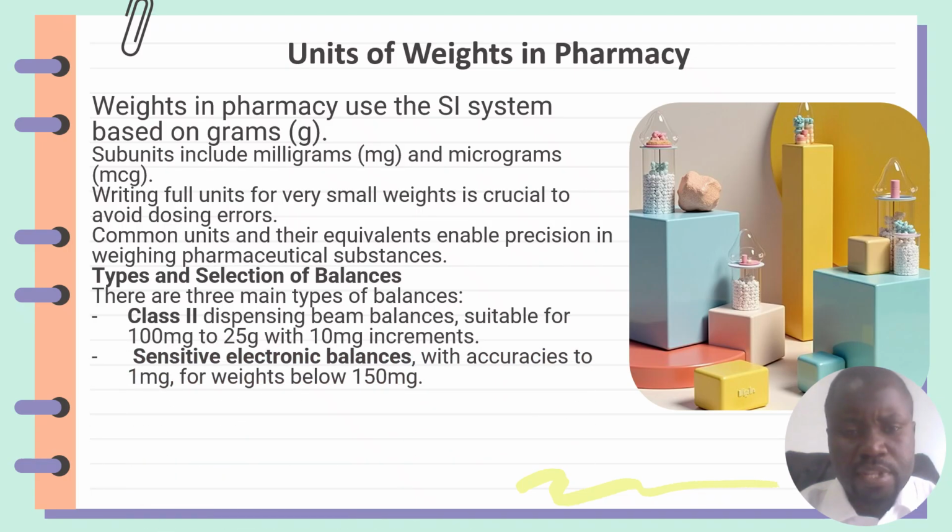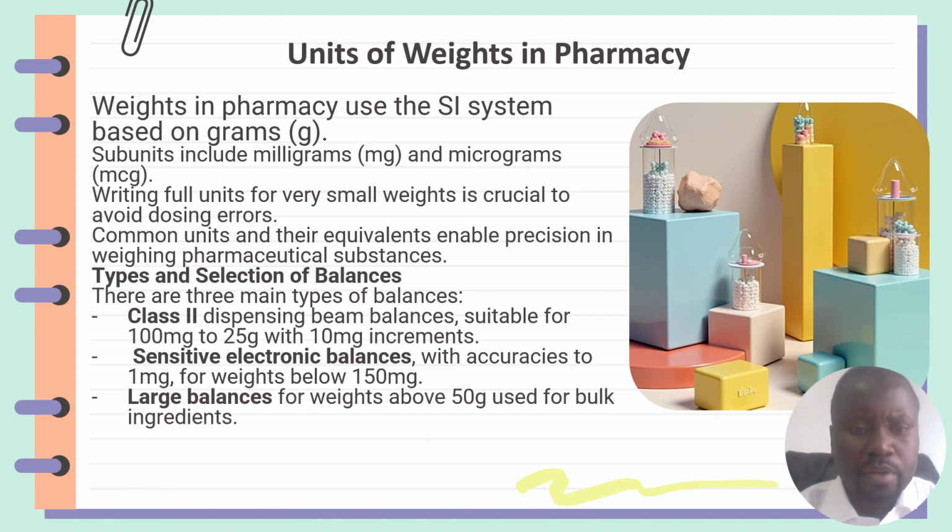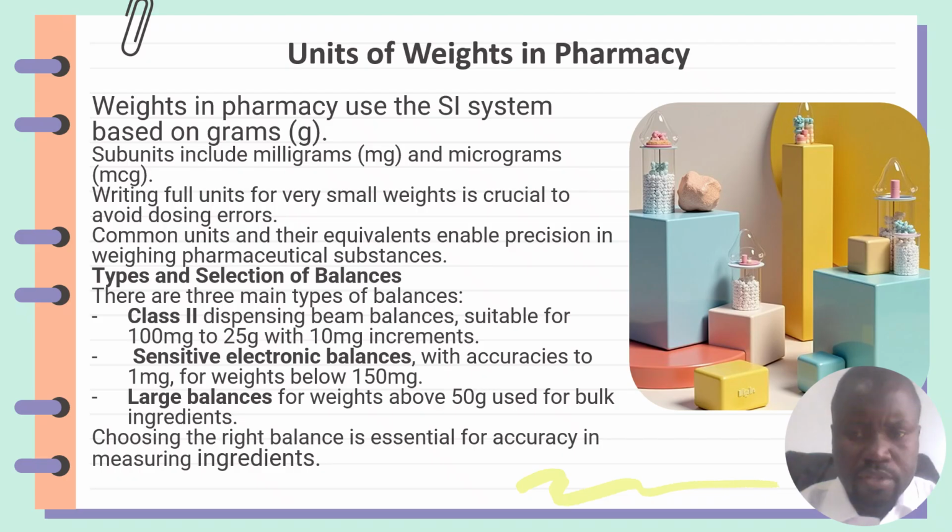And then we have those that are sensitive, analytical, electronic balances with accuracies of 1 milligram for weights below 150 milligrams. Then for larger materials or bulk materials needed in the formulation, we use large balances that weigh above 50 grams. You have to be familiar with them as you enter the compounding labs so that you can help in choosing the right balance to ensure that accuracy in measuring ingredients is maintained.